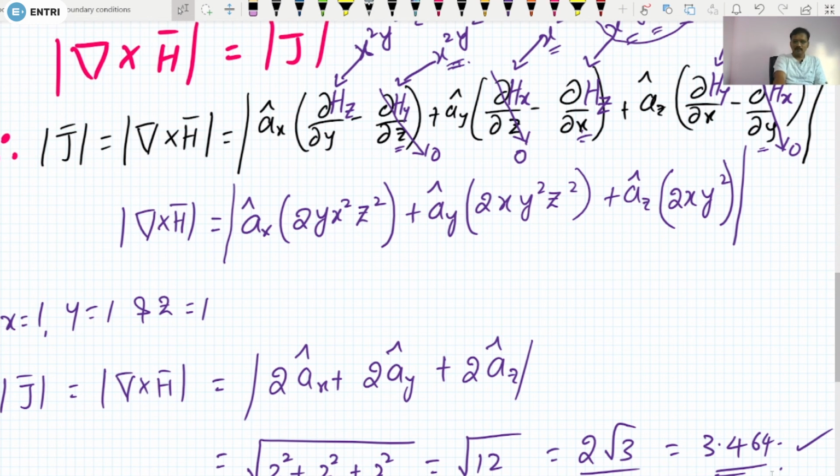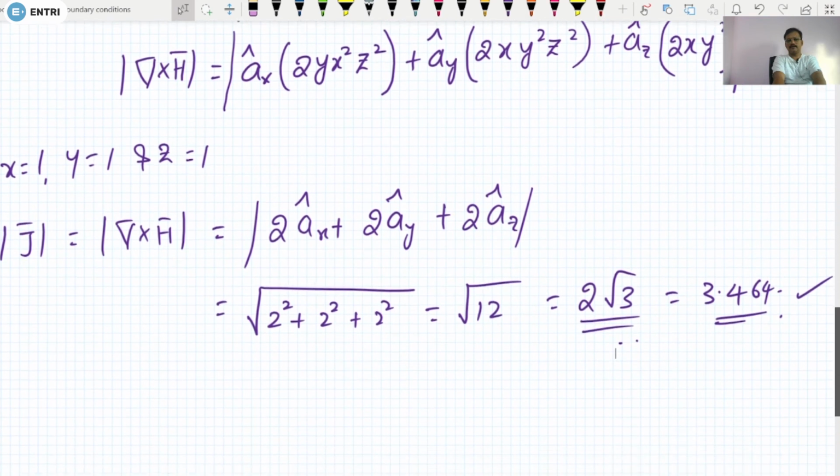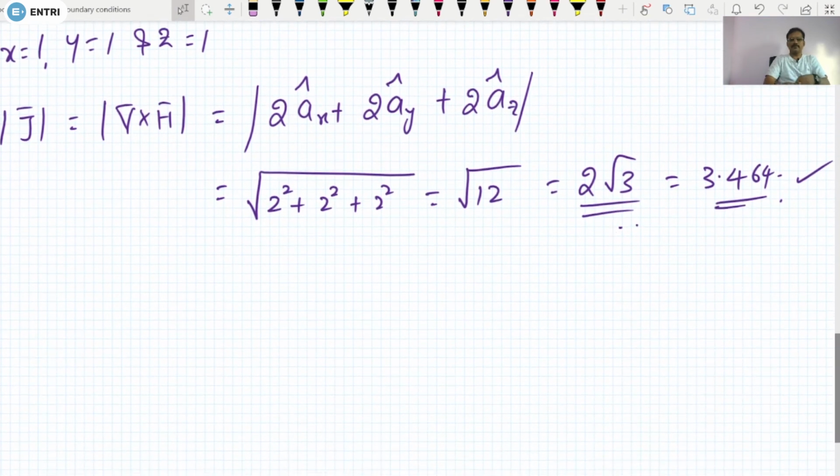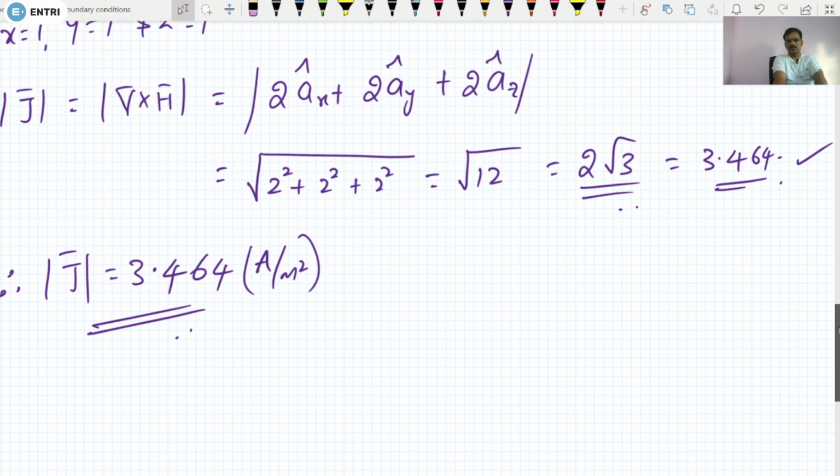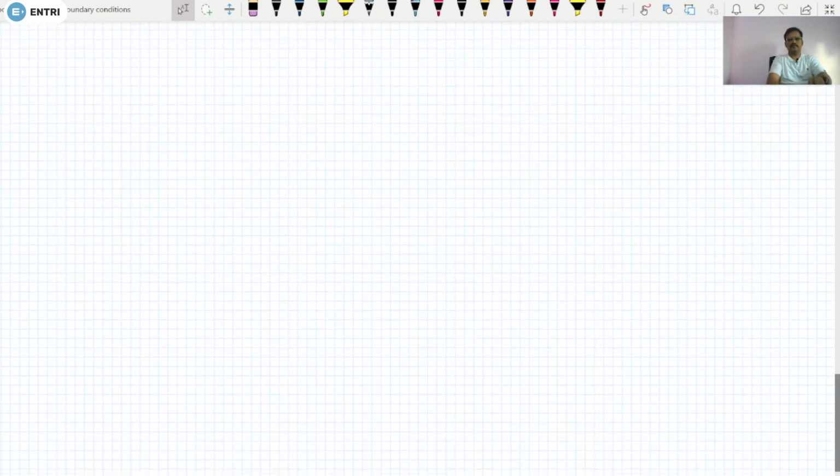I hope almost all the students have done this question. So it is directly based on Ampere's law. So the magnitude of z bar is equivalent to 3.464 ampere per meter square. For electrical students, they have not given any MSQ questions here.